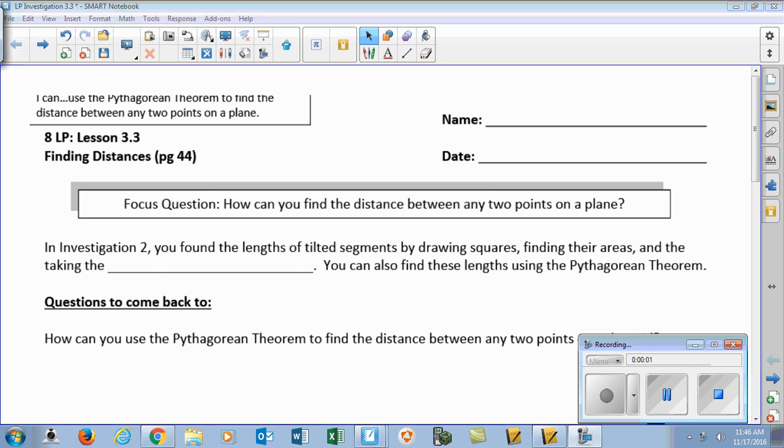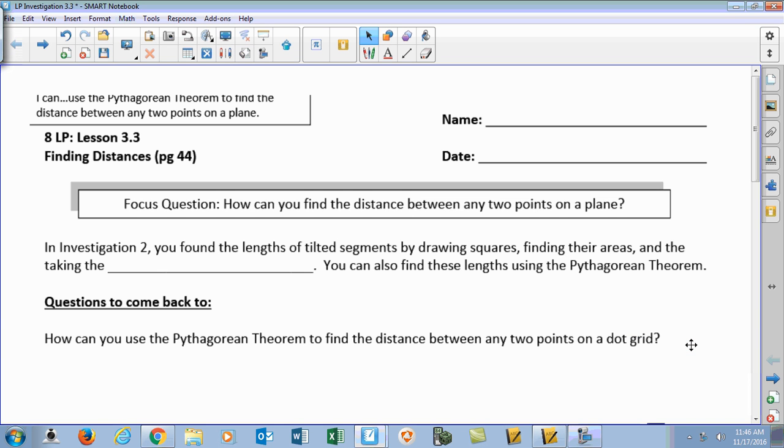So our focus question for today is, how can you find the distance between any 2 points on a plane? So it says here, in investigation 2, you found the lengths of tilted segments by drawing squares, finding their areas, and taking the square root. So we can also find lengths using the Pythagorean Theorem.